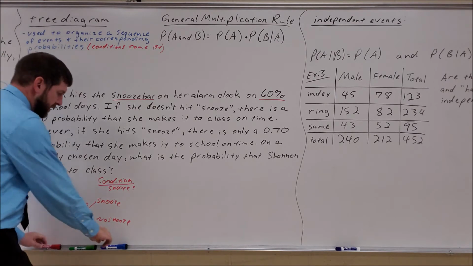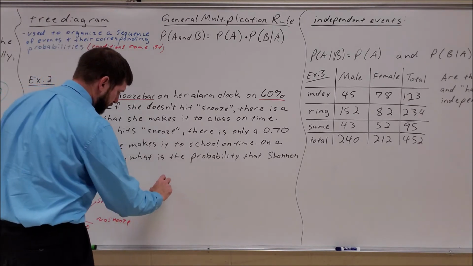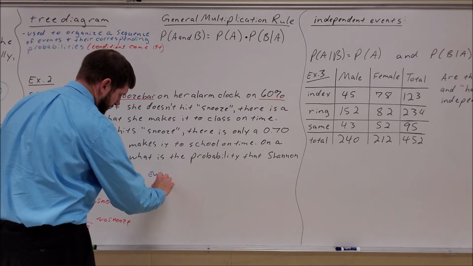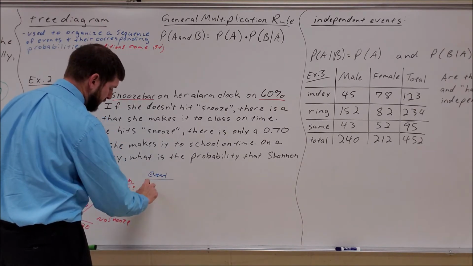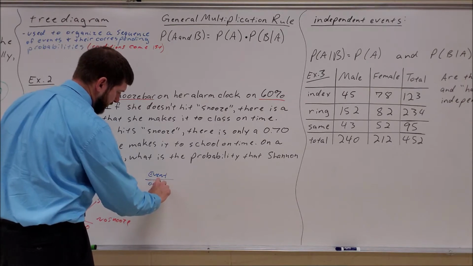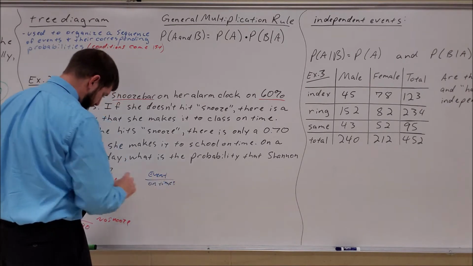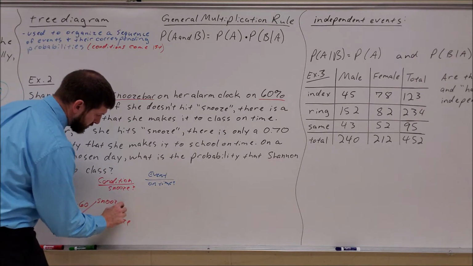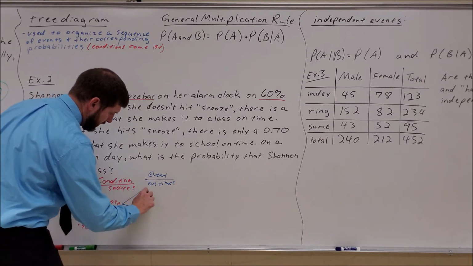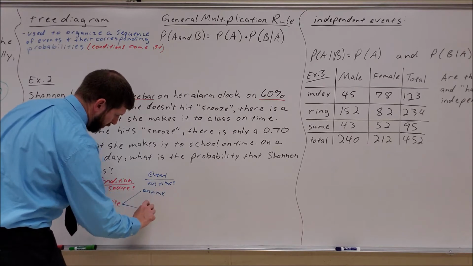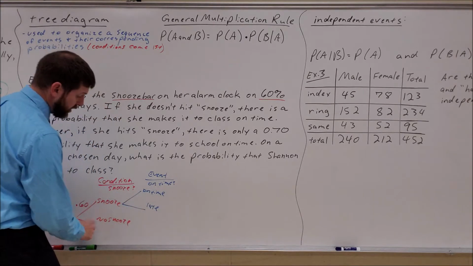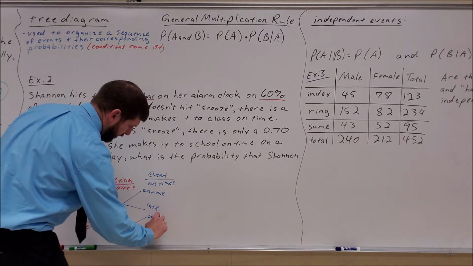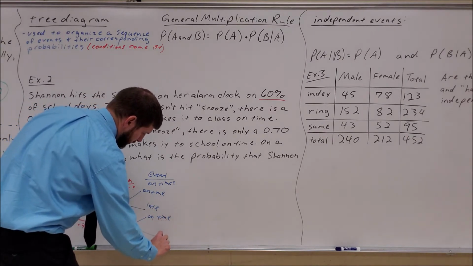Next, we have the event. So what's the event in this case? The event in question is whether or not she makes it to class on time. So she can snooze and be either on time or late, or she could no snooze and still come out with the same possibility of on time or late.